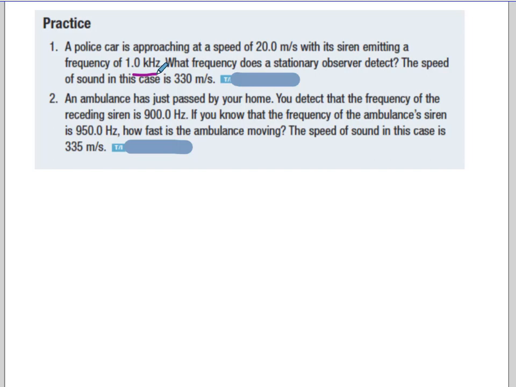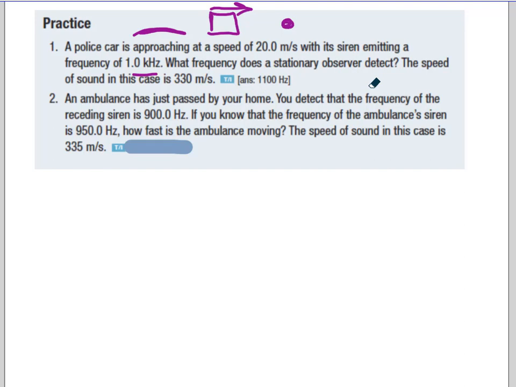Okay, so if we are approaching, that's the key word. So that means we are standing out front of the police car and it is going that way. So without doing any calculations, I know I better get something bigger than 1000. Okay, so they got 1100. Okay, so that makes sense.